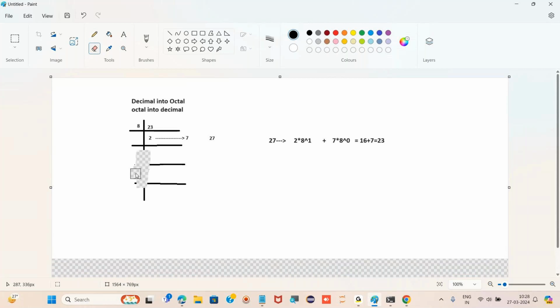Let me remove these things. Okay, fine, we will see here.